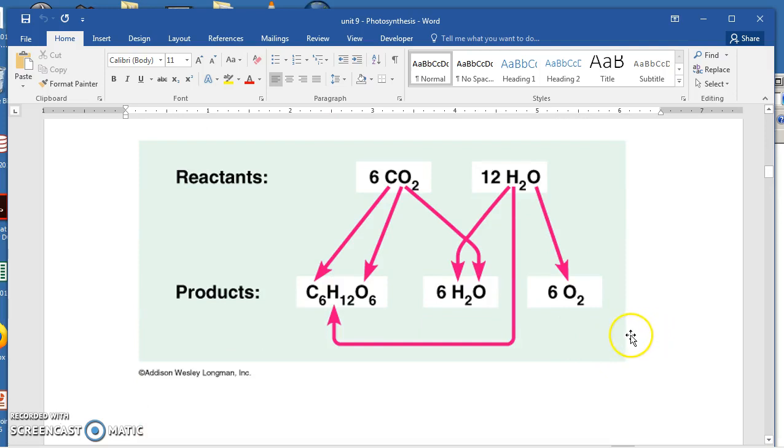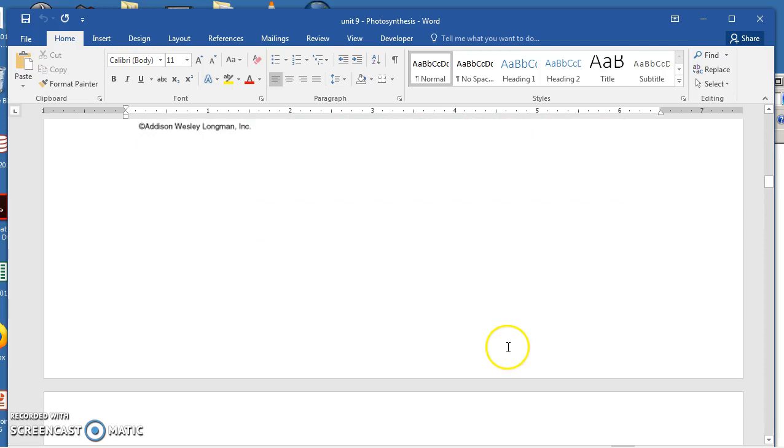In this illustration, we can see where the different atoms are going. Of course, there's only one place for the carbon to go, and that's into the carbohydrate. The oxygen from the carbon dioxide can go into the carbohydrate and into the water molecule. The hydrogen of water ends up going into the carbohydrate and a little bit of water that's produced. And of course, as just mentioned, the oxygen in the water goes into the makeup of oxygen gas.